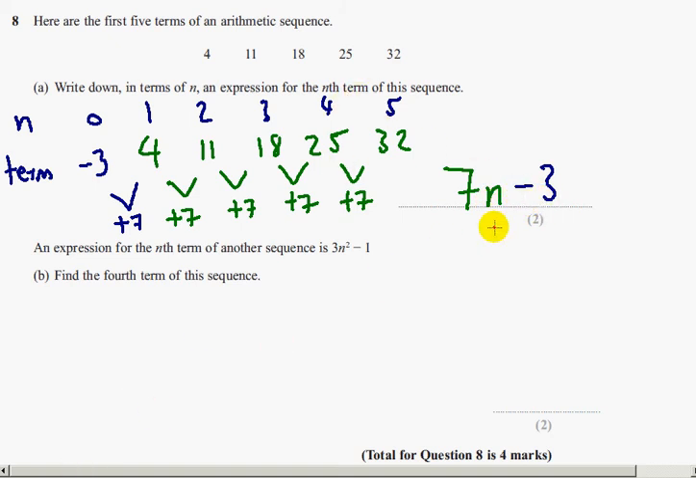Now part A is worth 2 marks. The first mark comes from the 7n, and if you've got the 7n and you've got the minus 3, you get the second mark as well.